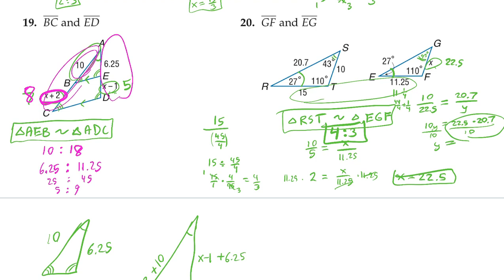So this was 10 to 18, or 5 to 9. Double checking helped. We get a 5 to 9.